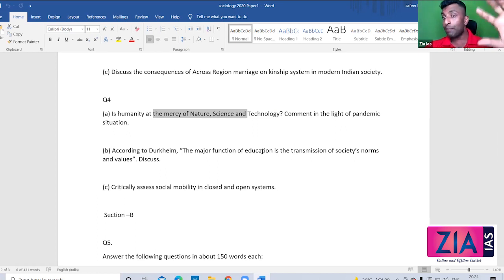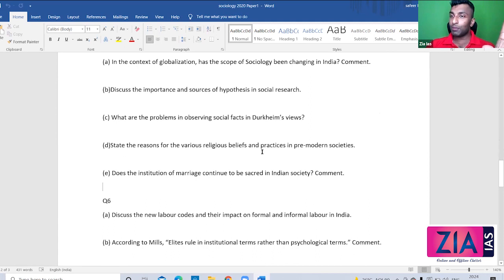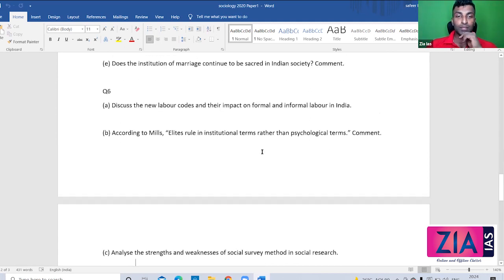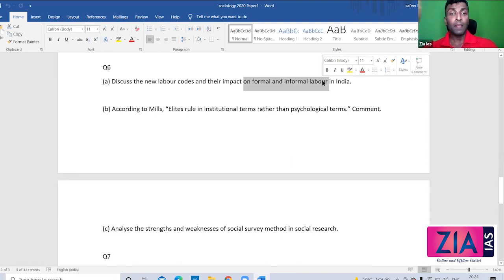Okay, the other 2 I may select if I'm selecting 1 from the next one. Let's see whether 2 options I can select from the next also. I'm not concerned about 5 because I don't have choices; I will have to take that. Question number 6: discuss the new labor codes and their impact on formal and informal labor. This is almost like that science and technology question. If you know labor codes, obviously, but again, you need to put that into your perspective.